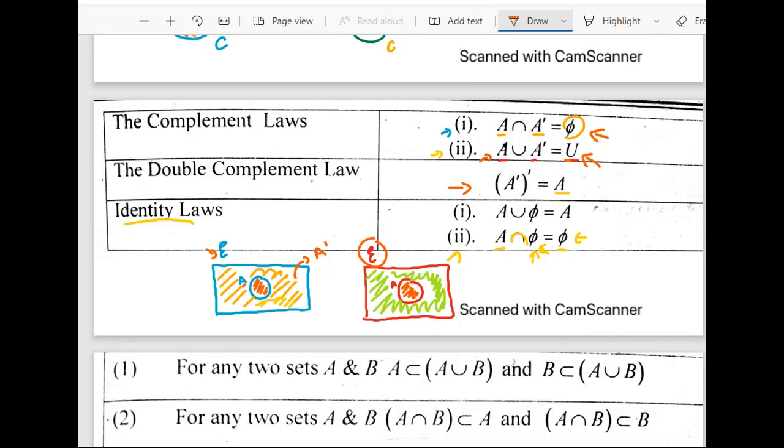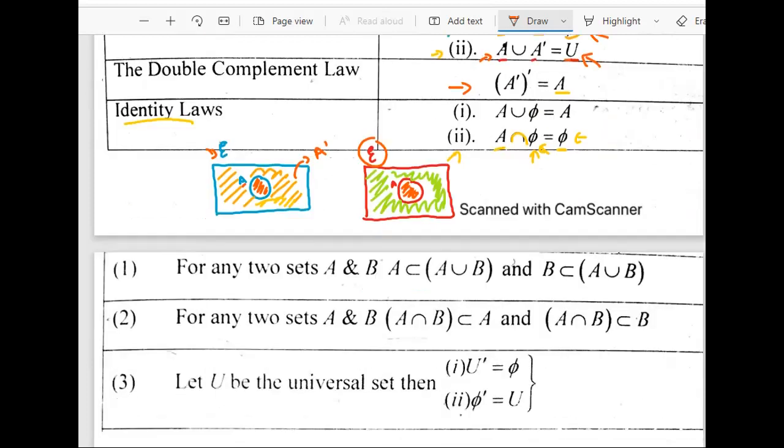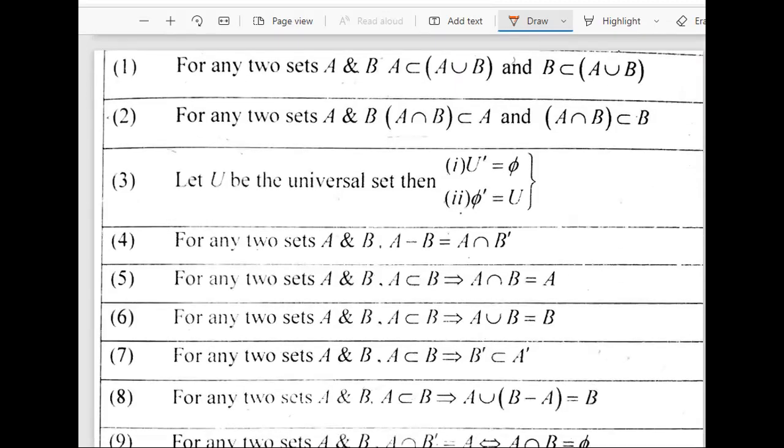Okay, so let's talk about some more theorems. Now we have, for any two sets A and B, obviously A would be a subset of A union B. In A union B, we have all the A and all the B. So certainly A would be the subset of this, and obviously B would also be the subset of A union B, right? Is this okay?